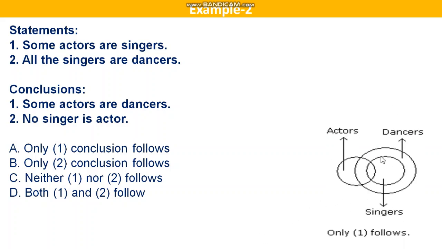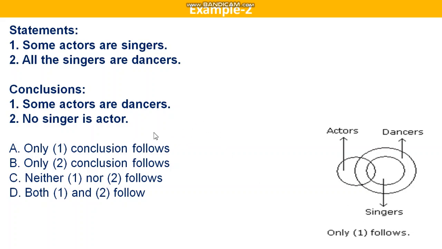Some actors are singers. So 2 circles, actor and singer, with intersection, because the word some is used. Further it is said that all singers are dancers. So all singers are dancers. So by default, some actors become dancers.